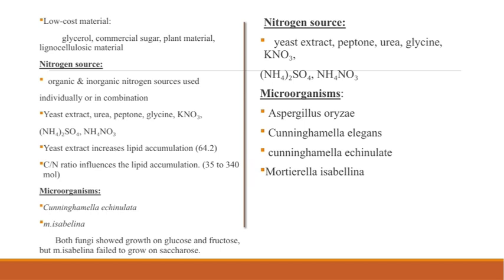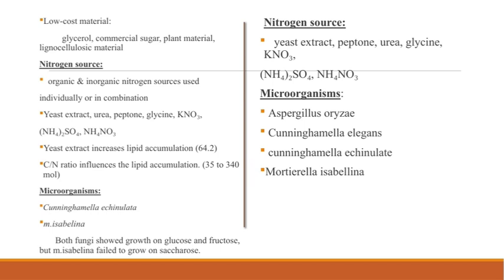Speaking of microorganisms, we have several fungi of interest. Cunninghamella echinulata and Mortierella isabellina are two notable examples. Both can grow on glucose and fructose, but it's interesting to note that M. isabellina doesn't grow on sucrose, which highlights some metabolic preferences.